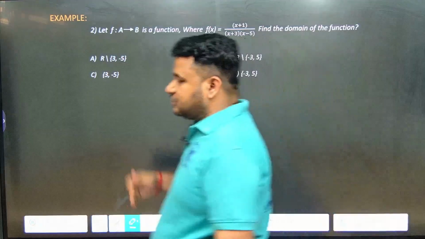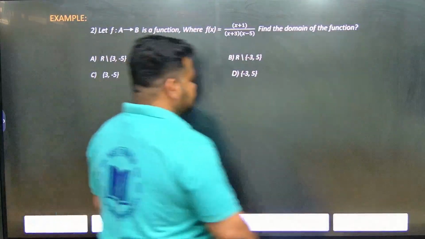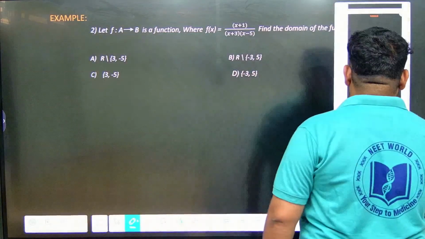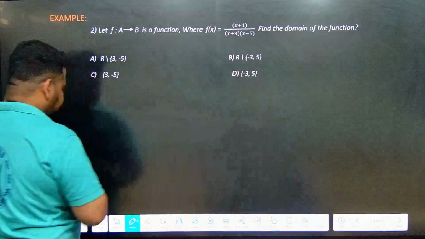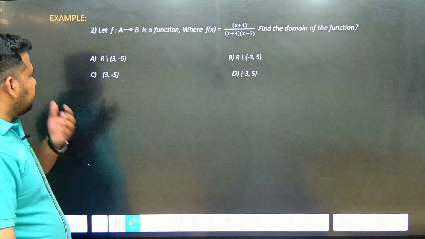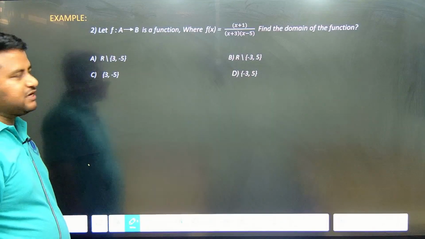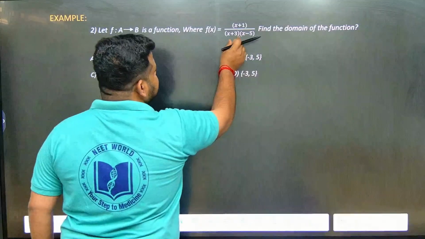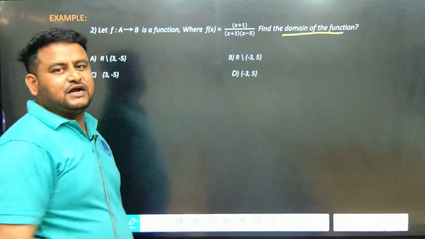Now let us see the questions. Through questions or examples you will understand better how to find the domain of a function. Let us understand through examples. So here you have numerous examples. They have given that f is a function from set A to B, where f of x is given as x plus 1 by x plus 3 by x minus 1. Find the domain of the function.